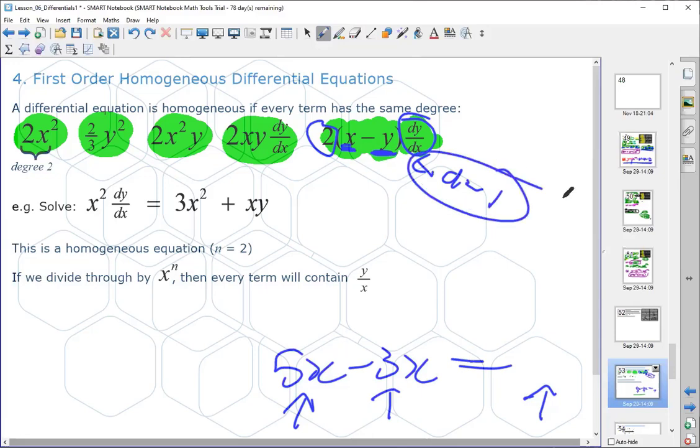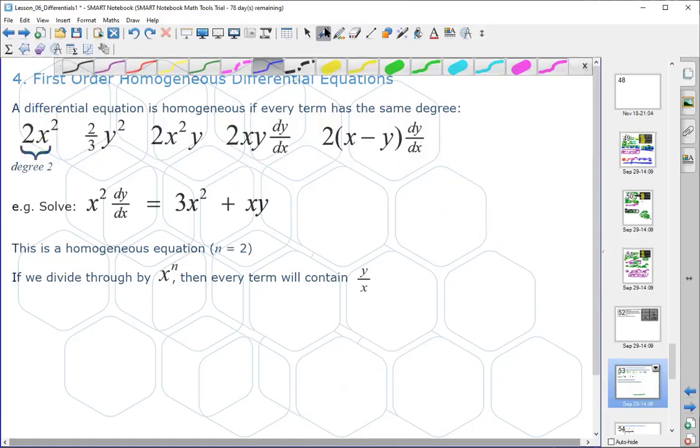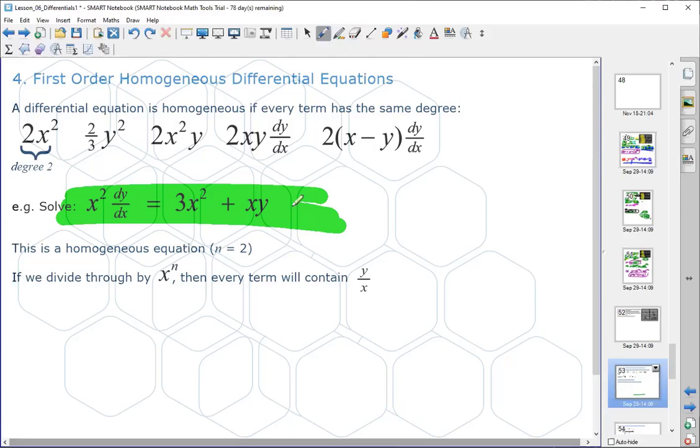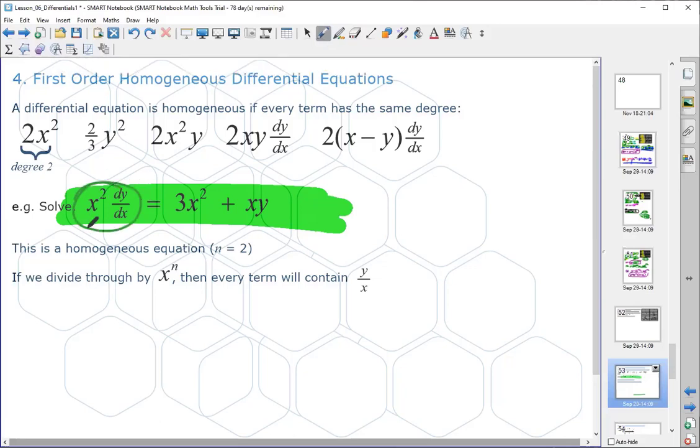Okay, look at this equation. It's a homogeneous differential equation. Why is it a homogeneous differential equation? Well, what degree is this? 2. And this? 2. And this? 2. So what does homogeneous mean? All the same degree all the time. Homo means the same. Homogeneous means the same type.